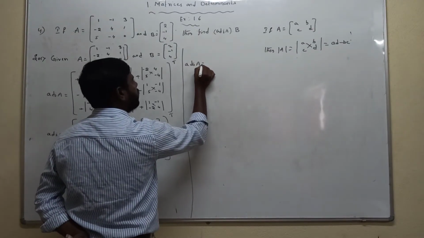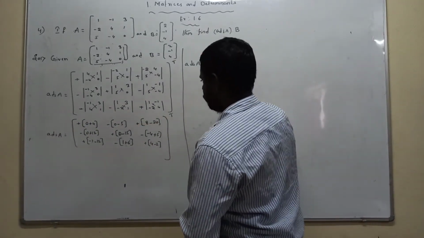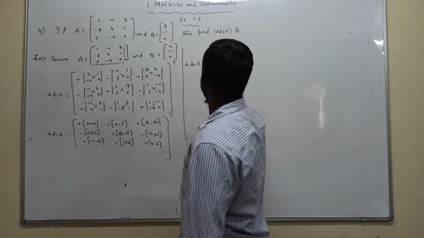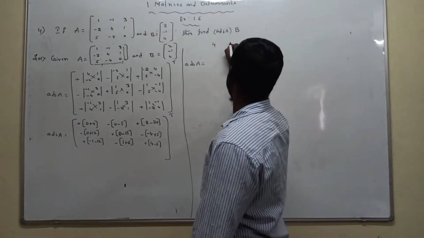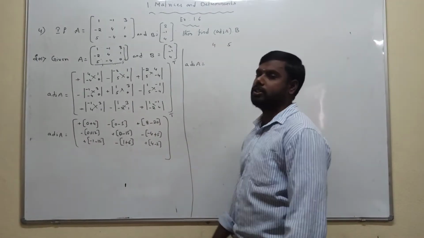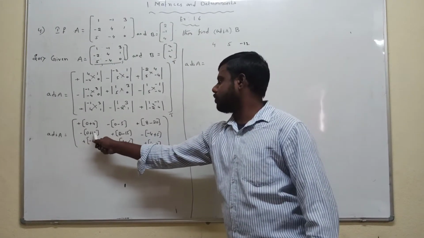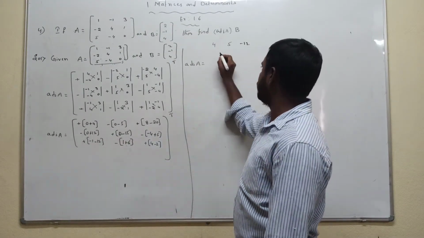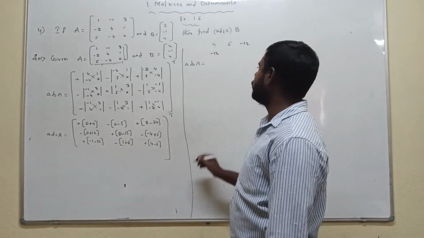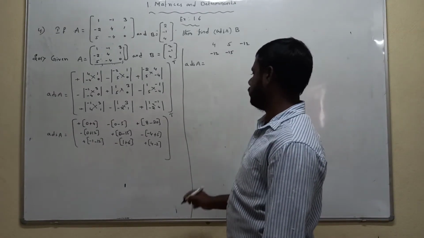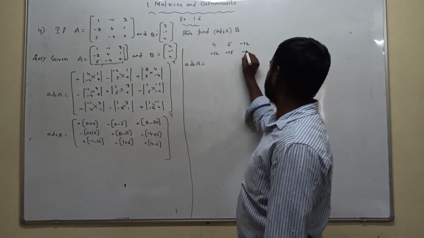Adjoint of A is equal to: 0 plus 4, 4; 0 minus 5, minus of minus, plus 5; 8 minus 4, 20, minus 12. Next, 0 plus 12, that value is plus 12, minus into plus 12, that value is minus 12; 0 minus 15, minus into plus, minus 15 only; minus 4 plus 1, that value plus 1, minus into plus 1, that value is minus 1.